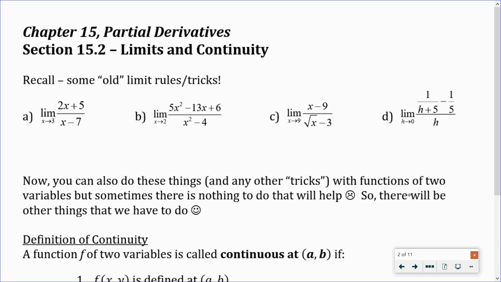Alright, so let's look at this one last problem on here. Remember, letter A we did by just plugging in. Letter B we did by factoring. Letter C we did by multiplying by the conjugate, radical x plus 3, and canceling. And this one right here, sometimes you literally just have to do some algebra. I can't plug 0 in now because it creates 0 over 0. I don't really want to do L'Hopital's rule because the top, 1 over h plus 5, would be annoying to do the derivative of. So why don't we just do some algebra?